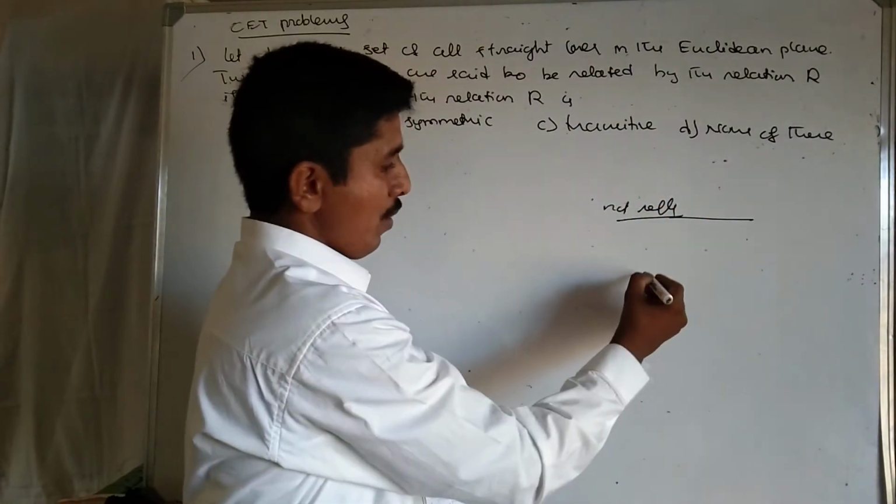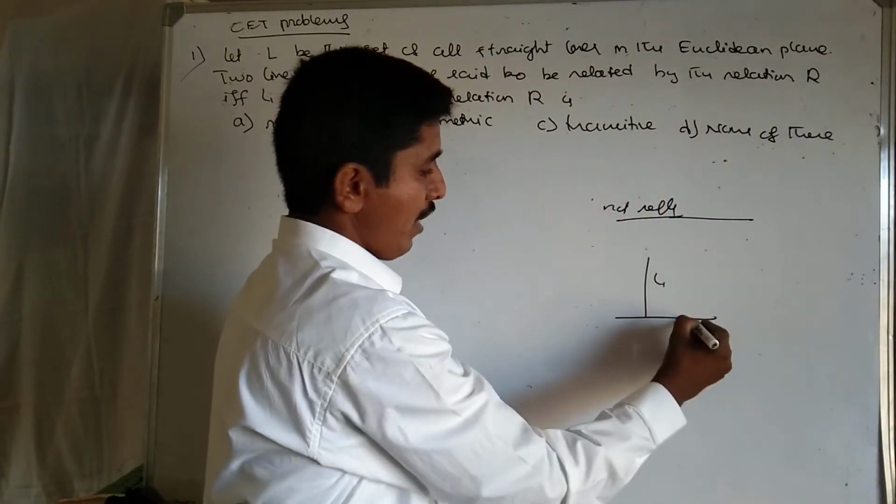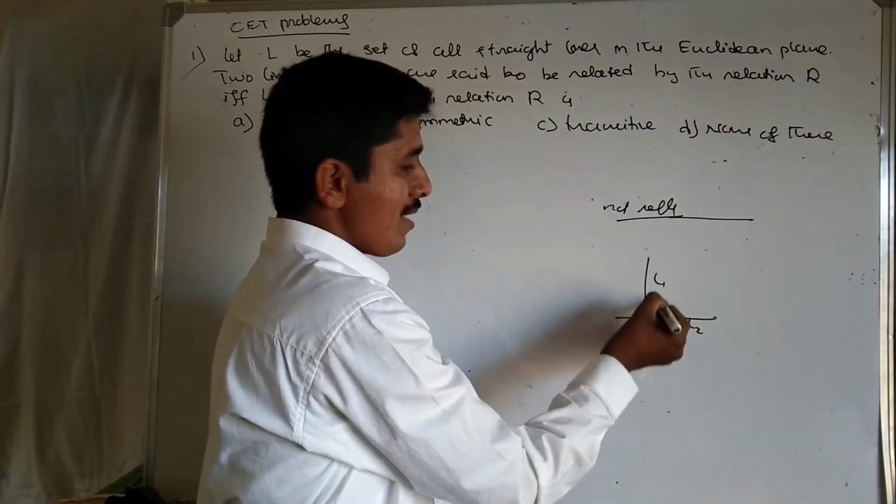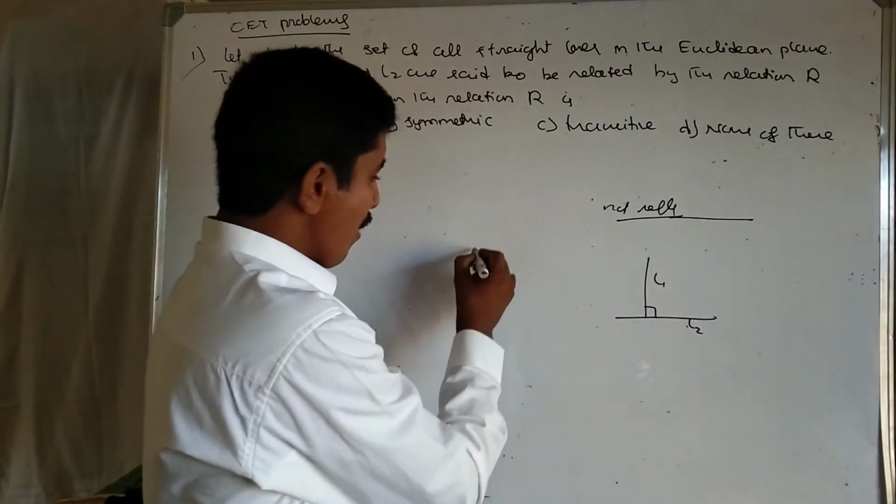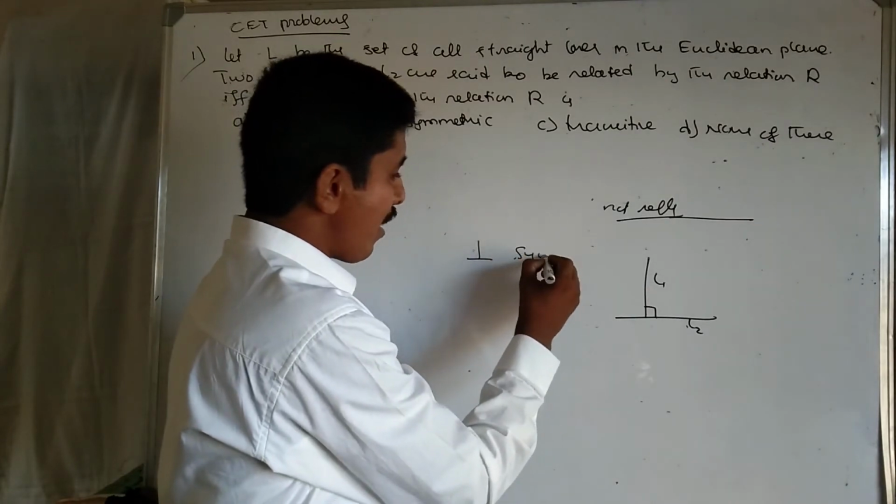Correct. Suppose line L1 is perpendicular to line L2. Then L2 is also perpendicular to L1. Therefore, the perpendicular relation is symmetric.